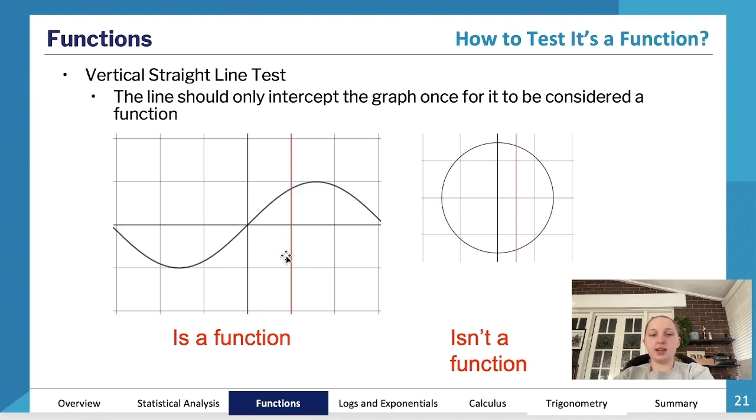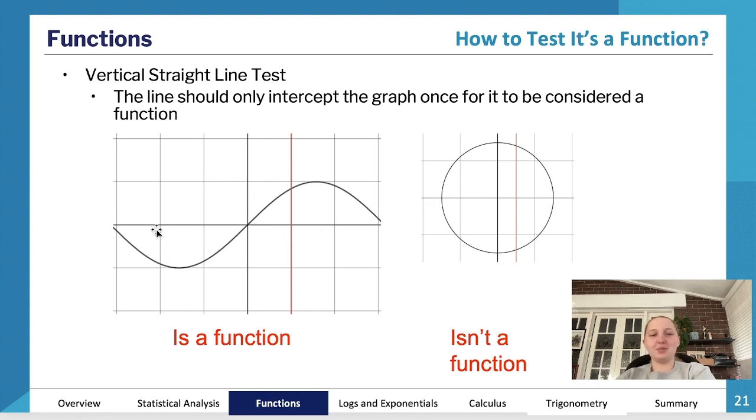Okay, so essentially what that's saying is that if we've drawn our vertical line through x equals 1 here, if it only hits the graph once, then there can only be one y value. And no matter where we draw that straight line along this graph, it will only ever intersect it once. So we can say, yep, this graph is a function.